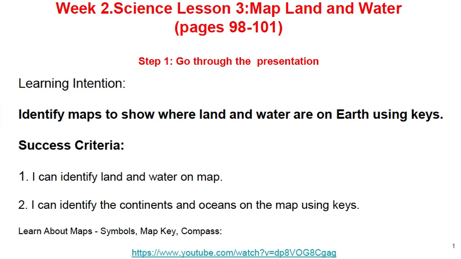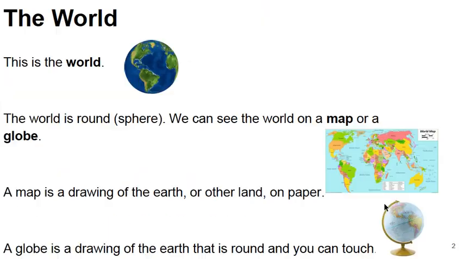Identify maps to show where the land and water are on earth using keys. My success criteria is I can identify land and water on a map. I can identify the continents and oceans on the map using keys. Learn about maps, symbols, map key, and compass by using the links which you will find in the lesson plans. There are links there that you can look at and understand the lesson much better.